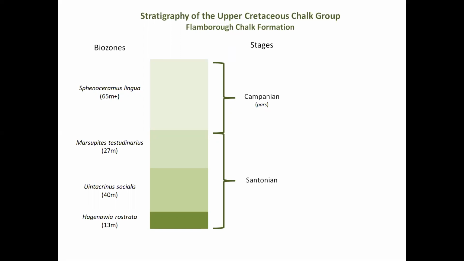The section that we'll encounter on the route to Danes Dyke is in the Santonian stage of the Upper Cretaceous, which began about 86 million years ago. And we will pass from the Hagenovia rostrata zone through the entire zone of Uintercrinus socialis into the Marsupites testudinarius zone. So we shall be keeping a sharp eye out for specimens of the zone fossils.